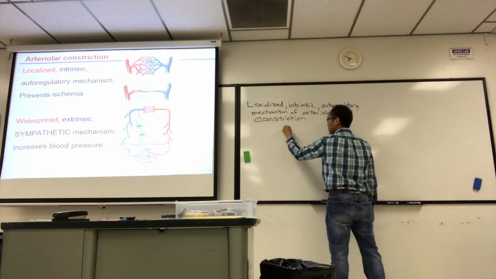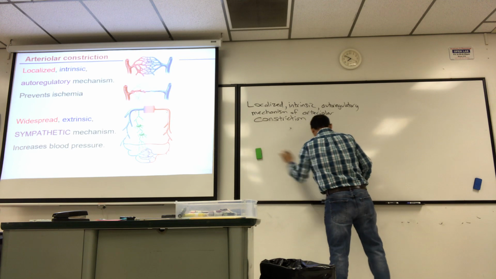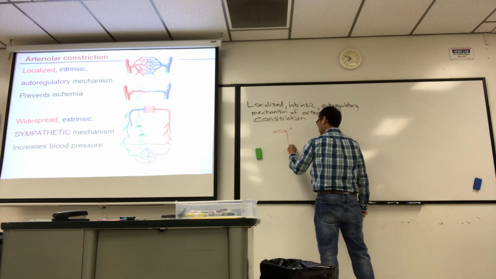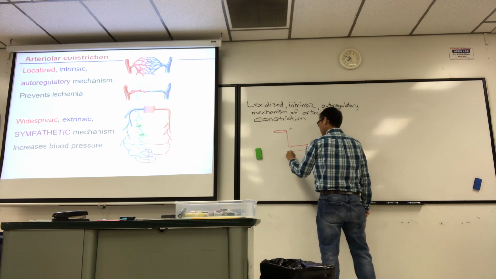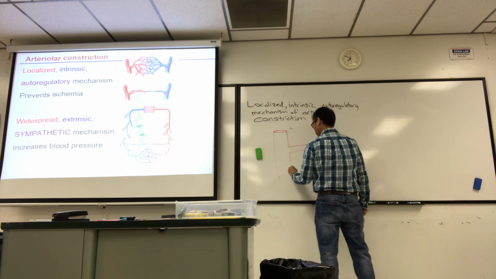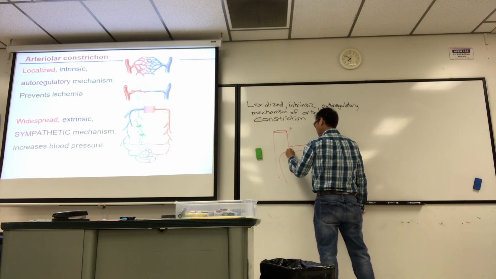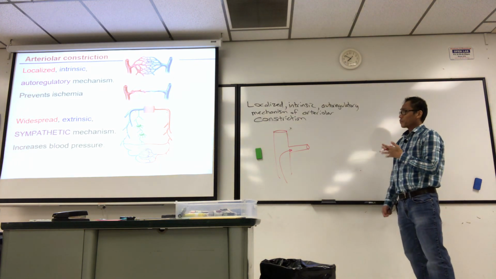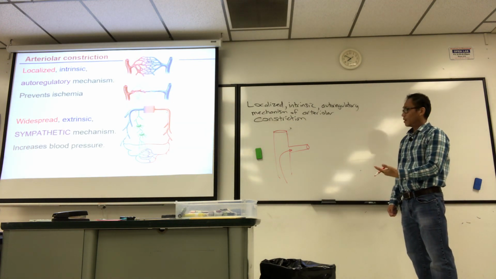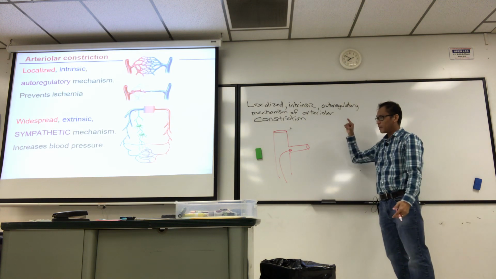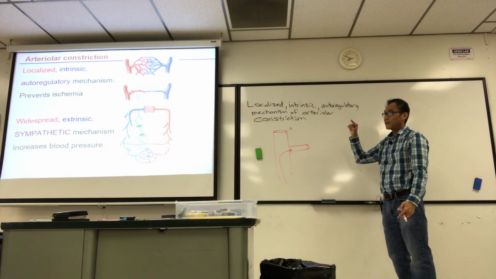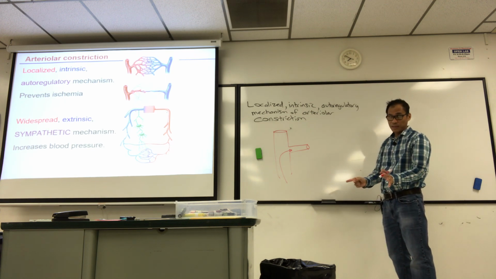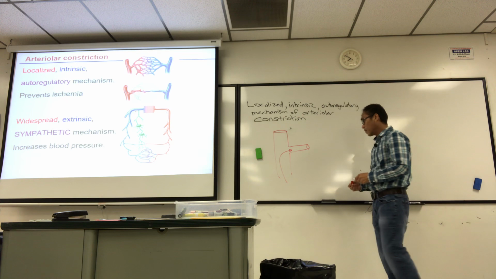So if you have a blood vessel, we use red for arteries, and a small arteriole comes off of that. Say blood flow is this way. The goal of blood flow is to prevent ischemia. So you constrict or dilate based on how much blood flow you need. You just want to make sure the tissues don't become ischemic, which means a lack of blood flow.